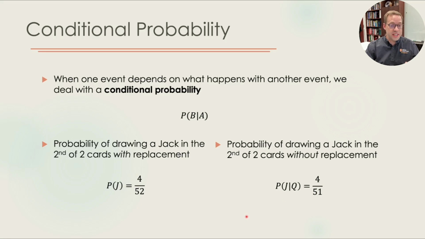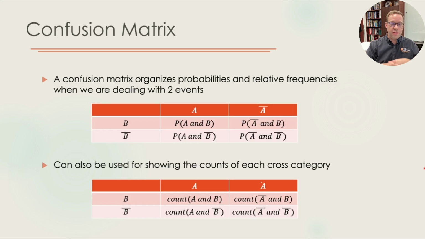So in our first card example, the probability of drawing a jack is 4 out of 52. But the probability of drawing a jack, given that we've already drawn a queen, is 4 out of 51 because that queen is now out of the deck. It changes the number of cards in the deck. All right, let's look at this from another point of view.